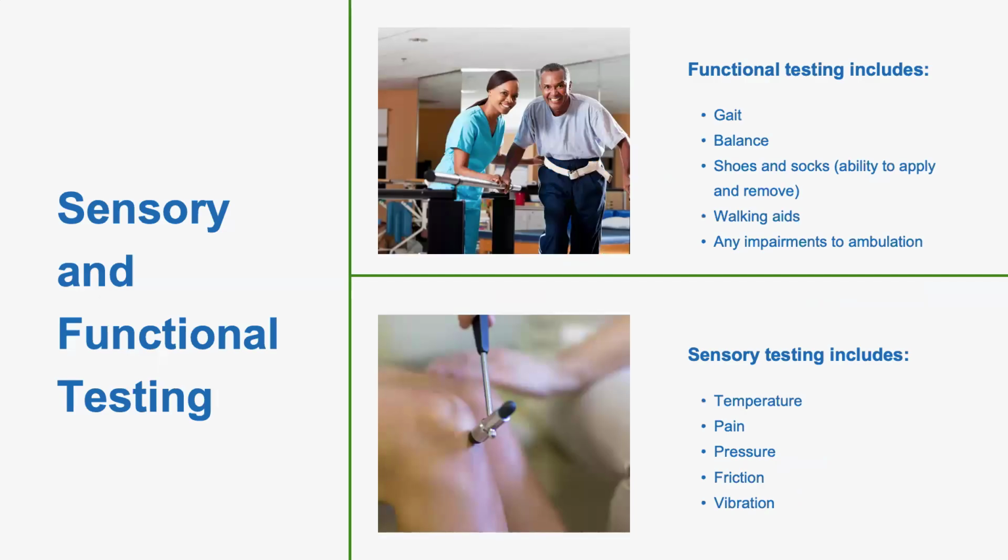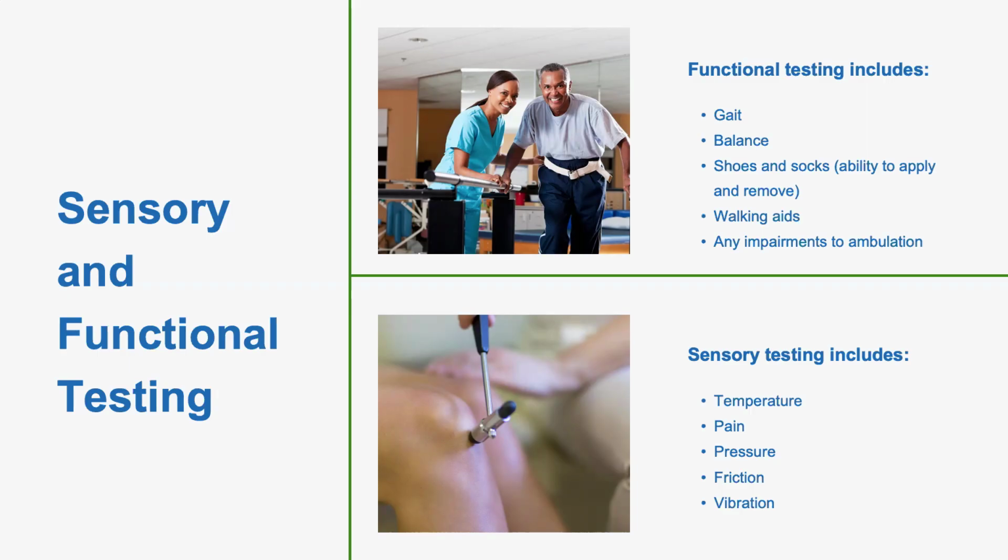Other tests that we can do during the physical exam are functional tests. We can have the patient walk, so observe their gait. We can test for balance. We can see how quickly a patient can put on or take off their socks and shoes. We can see if the patient needs walking aids or knows how to use them. And we're going to basically assess for any impairments in ambulation.